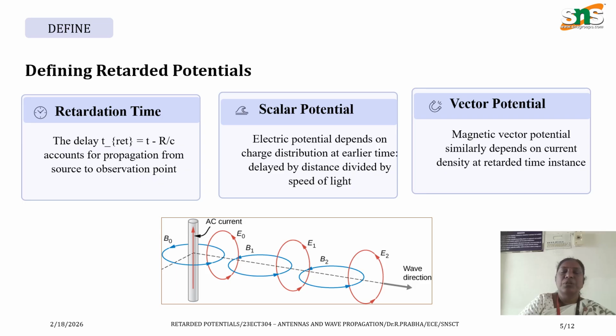And next we are seeing there are two types of potentials. One is scalar potential and another one is vector potential. Scalar potential is nothing but scalar electric potential. This is scalar because for the electric field the source is the charge. Since charge is a scalar quantity, we call this electric potential as scalar electric potential. It depends on the charge distribution at an earlier time, delayed by distance divided by the speed of light. And next is magnetic vector potential. We are calling this magnetic potential as vector because the magnetic field source is the current. Current is a vector quantity, so we call this magnetic potential as magnetic vector potential. It also depends on current density at the retarded time instant.